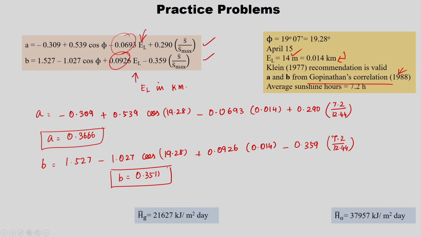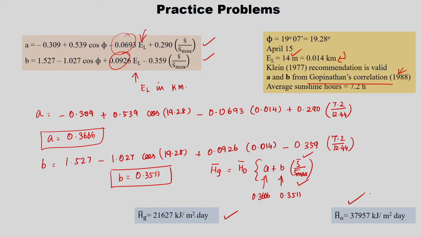So, AB we calculated the same way. Hg bar is nothing but H naught bar into A plus B S bar upon S bar max. So, all the values are there. This is 7.2, this is 12.44, A is here 0.3666, B is here 0.3511. So, if you substitute, what you would get is Hg as 21627 kilojoules per meter square day.